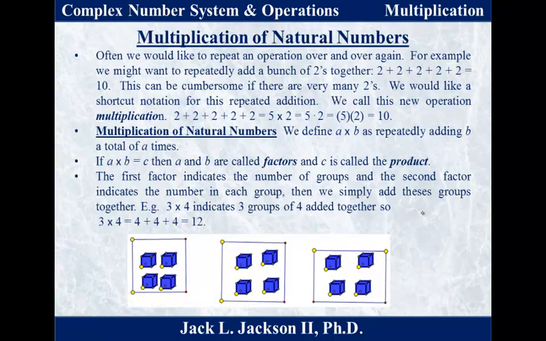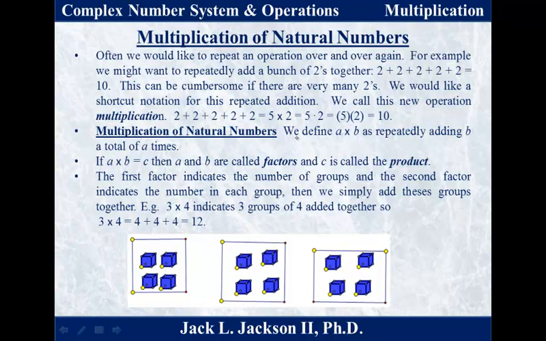Now, again, we'd like to repeat an operation over and over again. For example, we might want to add a bunch of 2's together, like 2 plus 2 plus 2 plus 2 plus 2, which, of course, is 10. Well, this can be cumbersome if there are very many 2's, so we'd like a shortcut notation for this repeated addition, and we call this new operation multiplication. So here we have 5 2's added together. We will call that 5 times 2, and there are several notations. We'll say 5 with a little cross, like an X, for multiplication, or a raised dot, or we'll just write the two things together.